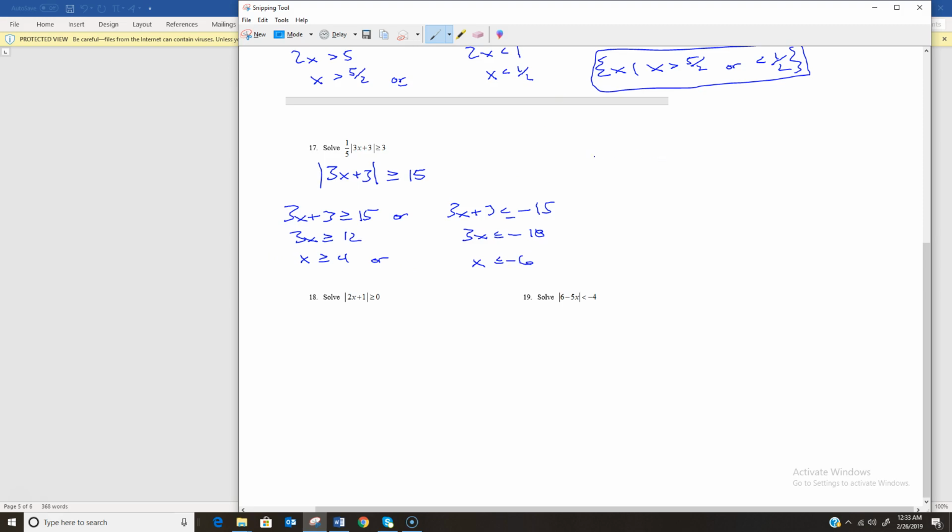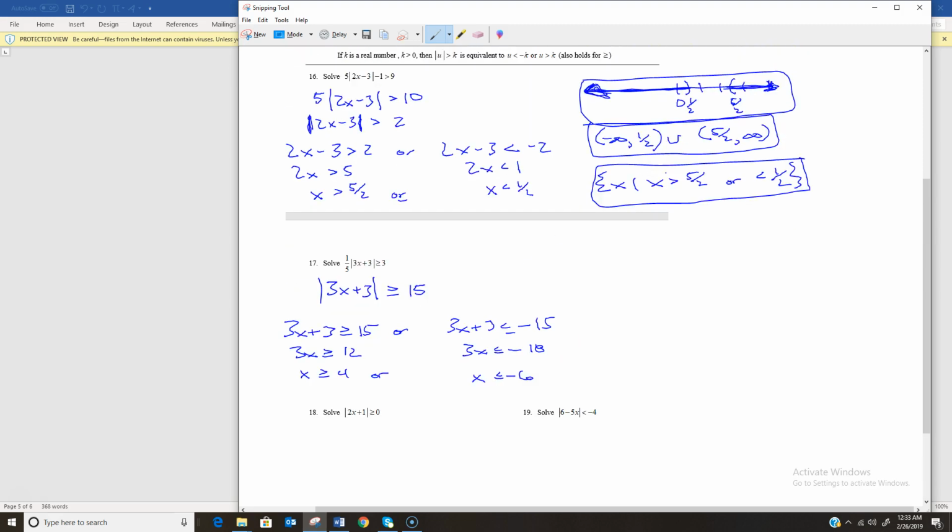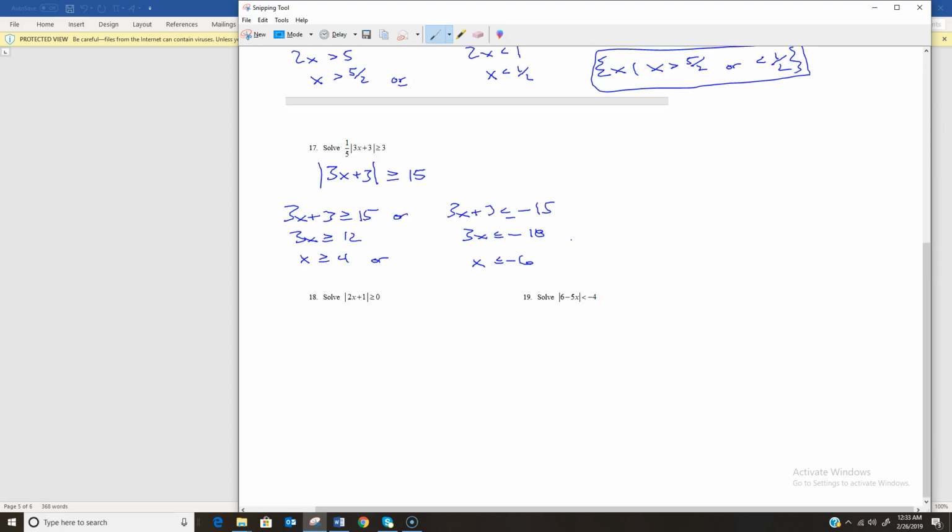So as we did up there, you're going to start at 4 and go up, and you're going to start at negative 6 and go down, and you're going to have a disjoint answer like this one, where you have part going down and part going up. On this problem, because we're supposed to be greater than or equal to 0, really this can be anything, because remember, an absolute value is always going to give you 0 or positive. And so this is all reals.